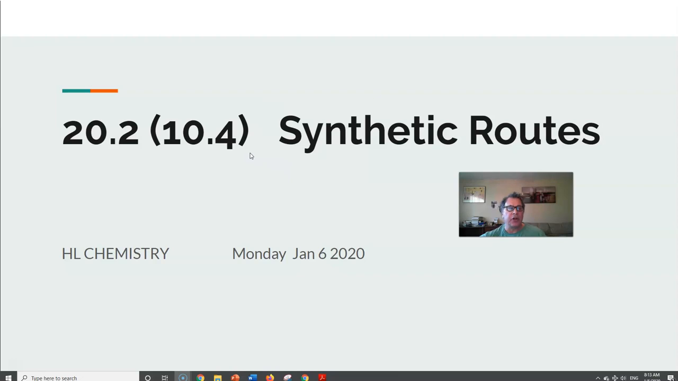The first one was organic reactions, which we have already covered in class. Those are the mechanisms of the SN1, SN2, and of the addition to alkenes, mechanistic details. The second topic is this topic here, synthetic routes, and the third topic will be stereoisomerism. So let's get into synthetic routes here.